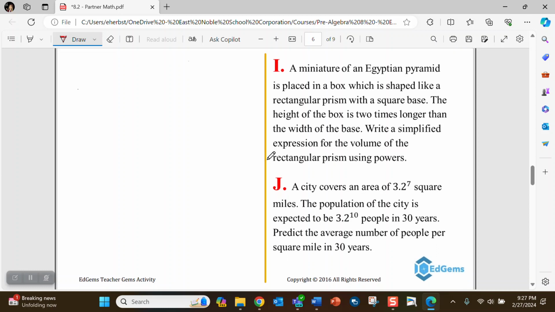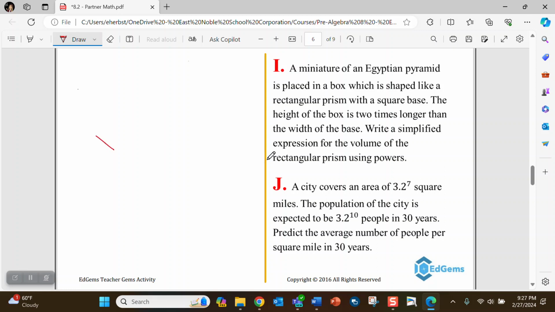And the last two are word problems. The first one says that a miniature of an Egyptian pyramid is placed in a box which is shaped like a rectangular prism with a square base. The height of the box is 2 times longer than the width of the base. Write a simplified expression for the volume of the rectangular prism using powers.